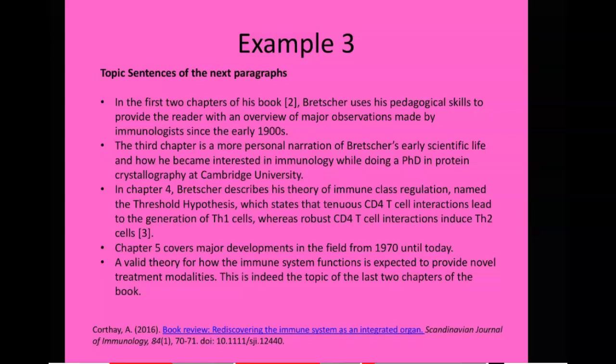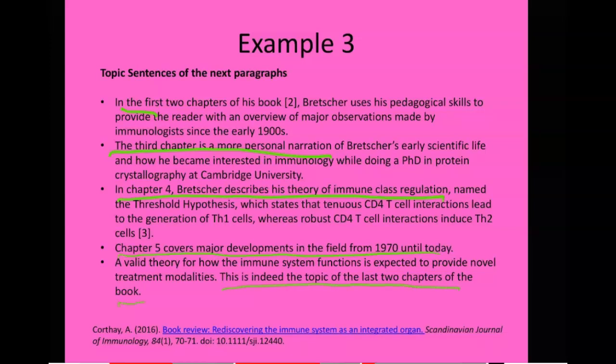So the first 2 chapters of his book, Brecher uses pedagogical skills. The third chapter is a more personal narration. In chapter 4, Brecher describes his theory of immune class regulation. Chapter 5 covers major developments in the field from 1970 to today. The last one is a little different. A valid theory for how the immune system functions is expected to provide novel treatment modalities. This is indeed the topic of the last 2 chapters of the book, right?